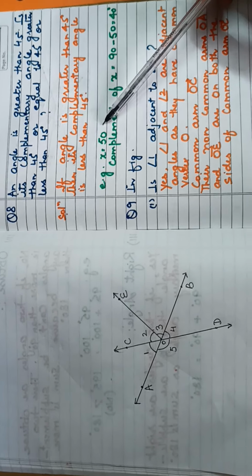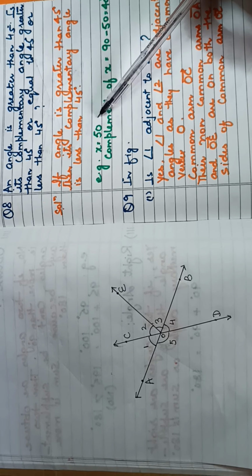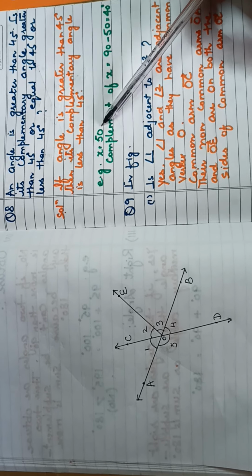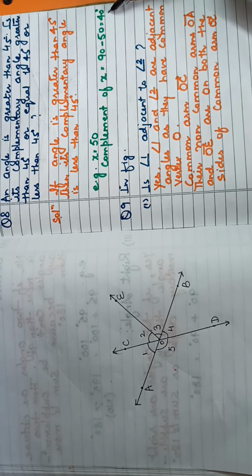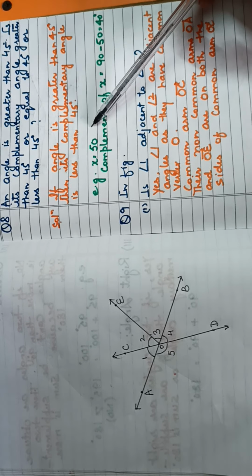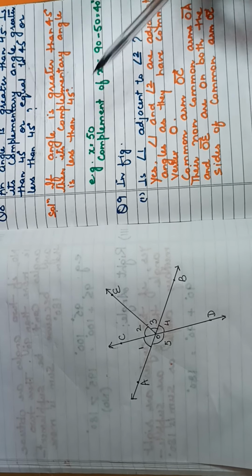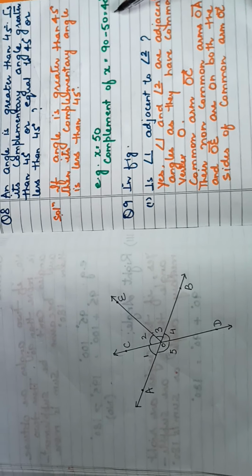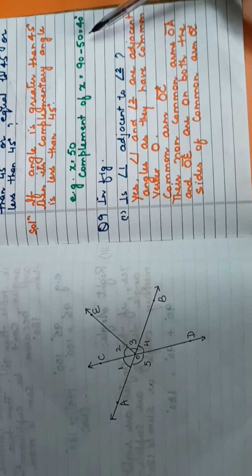For example, we are taking one angle more than 45 degrees, that is 50. Then the complement of 50 degrees is 90 minus 50, 40 degrees. So this 50 degrees is greater than 45 degrees, and this 40 degrees is less than 45 degrees.